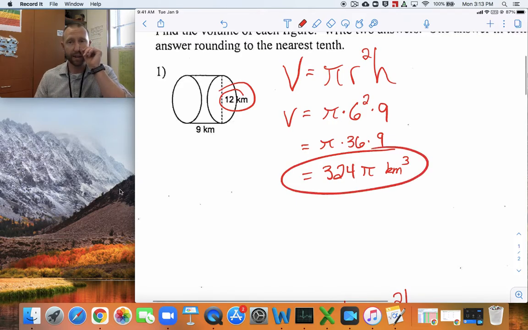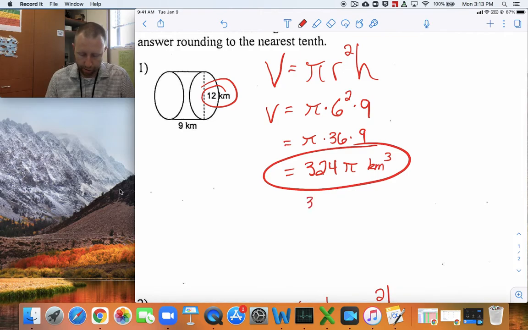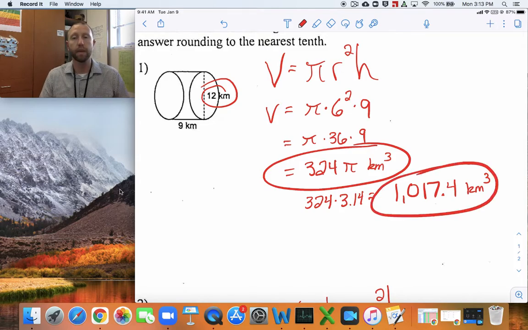And that's my first answer. It asked me to write two answers. The first answer is in terms of pi. That's what we practiced a lot last week. And then for the second answer, they want us to actually put in 3.14 for pi. So I'm going to do 324 times 3.14. And they ask us to round that to the nearest tenth. So when I do 324 times 3.14, I get 1017.36, and then rounding to the nearest tenth, that 6 would round the 3 up to a 4. That's 1017.4 kilometers cubed, or cubic kilometers. And there's my two answers.